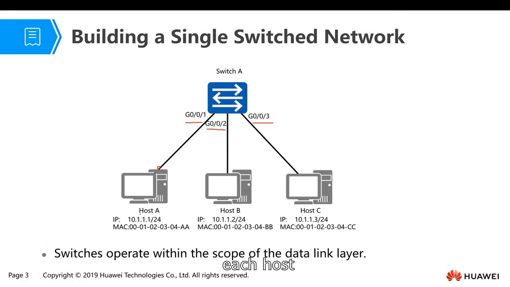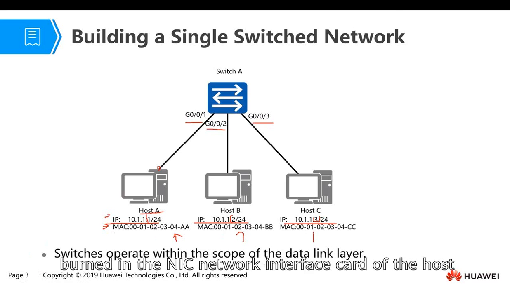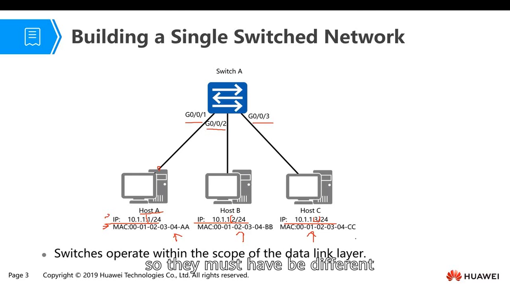Of course, each host has an IP address and a MAC address. As we know, the IP address is the layer 3 address, and the MAC address is the layer 2 address. The switch is located in one network, so the IP addresses must be in the same network, with the same network part but different host parts. The physical address, the MAC address, is burned into the NIC, the network interface card, of each host, so they must be different.